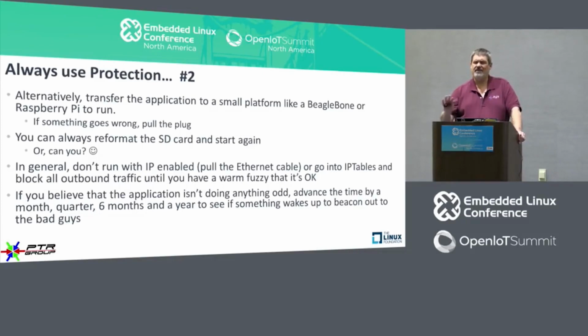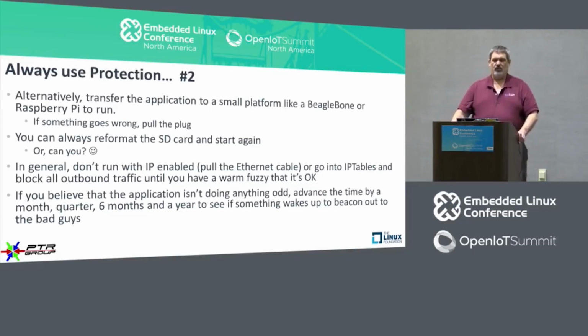Even though you reformat, sometimes the bad block list and everything doesn't quite work the way you think it should. And I've seen malware that actually manipulates the bad block list. So definitely be careful about those kinds of things with SD cards. In general, don't run with internet protocol enabled. Don't have it connected to the internet. Pull the Ethernet cable or go into iptables and block it off there. Block all the outbound traffic until you have a warm, fuzzy feeling about what it's doing.